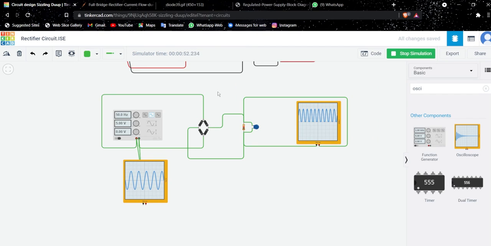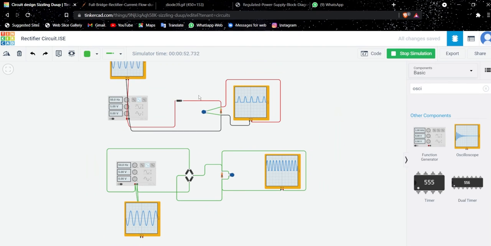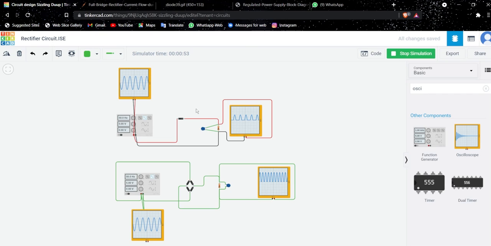So that is all for the simulation of the diode used as a rectifier in power supplies, a half wave rectifier and a full wave rectifier.